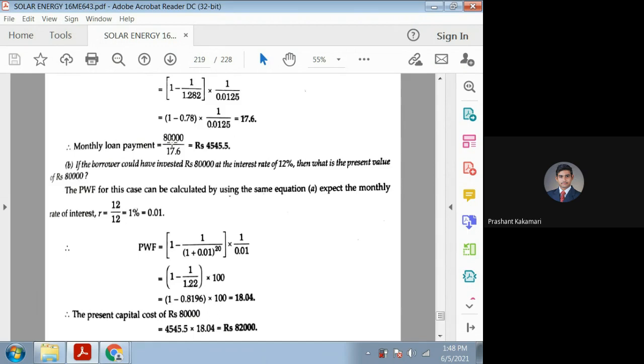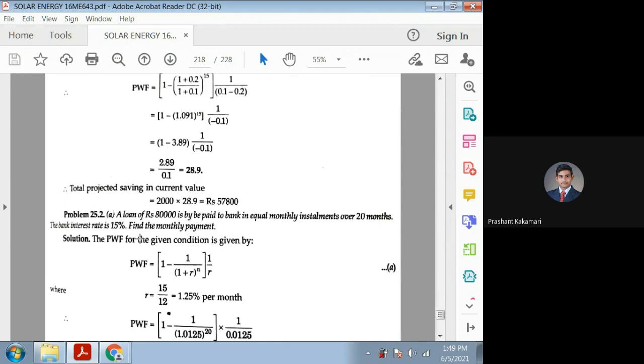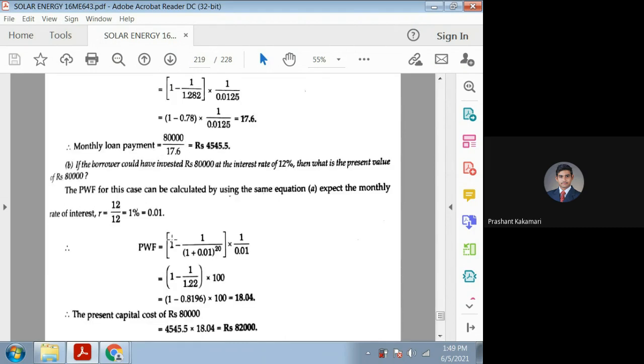If you want the total amount to be paid, that is different. But in the question, they have asked only to find the monthly payment. So that we have found out. Similarly, we'll go to one more case.